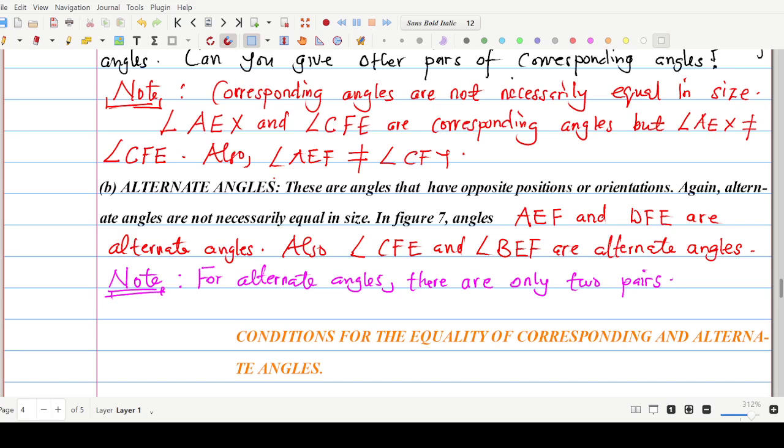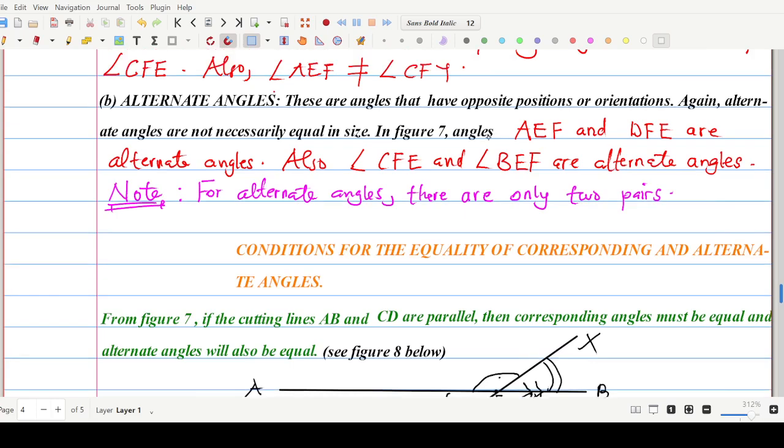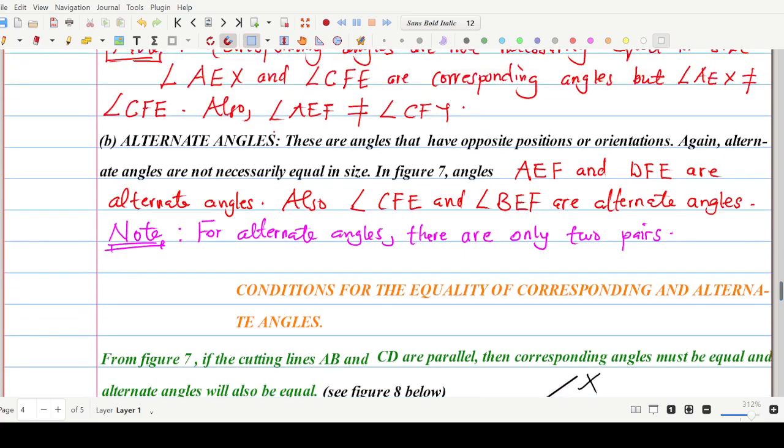Now we're looking at conditions for the equality of corresponding and alternate angles. All right, let's look at that. In your video, you can slow the audio so you can get what I'm saying clearly. It's worth it, because when you get this foundational course, every other will be very easy.